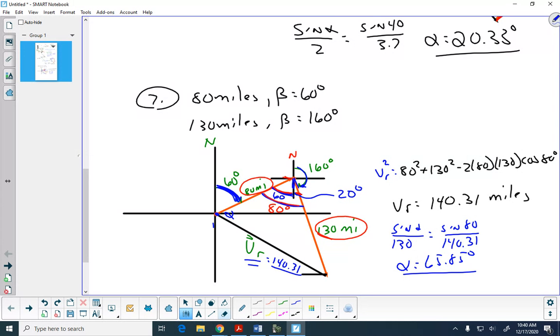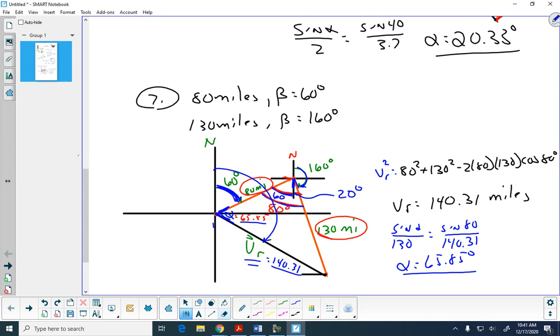And our bearing mode, this is 65.85. That's the angle within the triangle. That is this angle here. We want to put this into a bearing mode, so I want to see what is my rotation from here down to here. Well, the angle within the triangle, this alpha that we calculated, is 65.85.